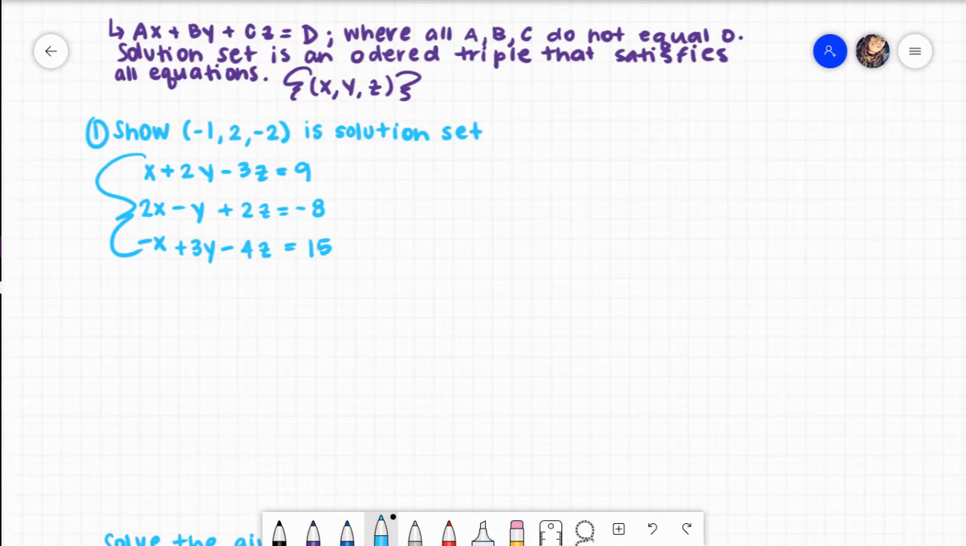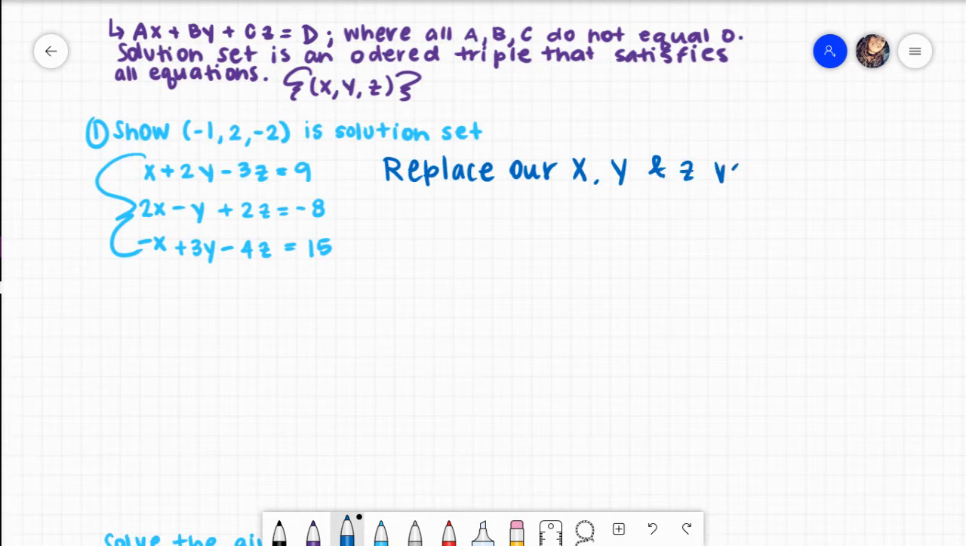So what I'm going to do is I'm just going to go ahead and write right here, in a direction, what we're doing. We're going to replace our x, y, and z values into the equations. Okay, equations, plural, all of them, not just one, all of them. So let's go ahead. I can't write on this side of the screen. Let's go ahead and identify what these values are for these different variables.